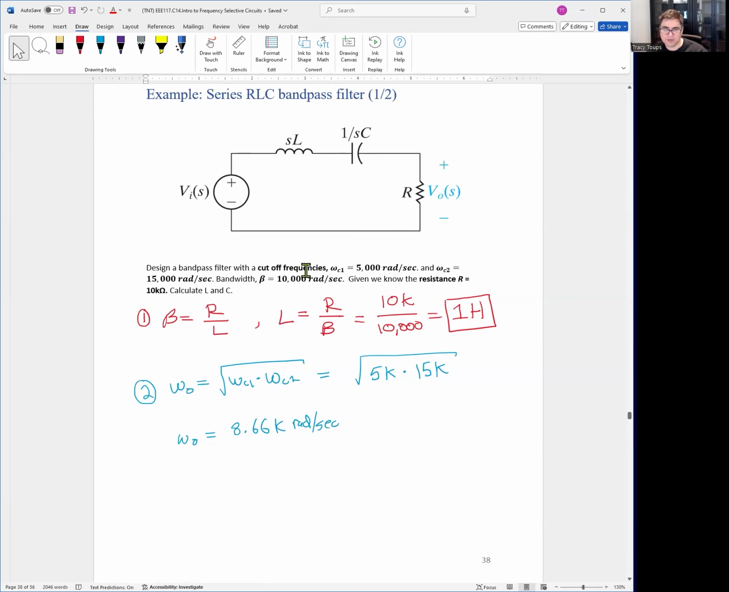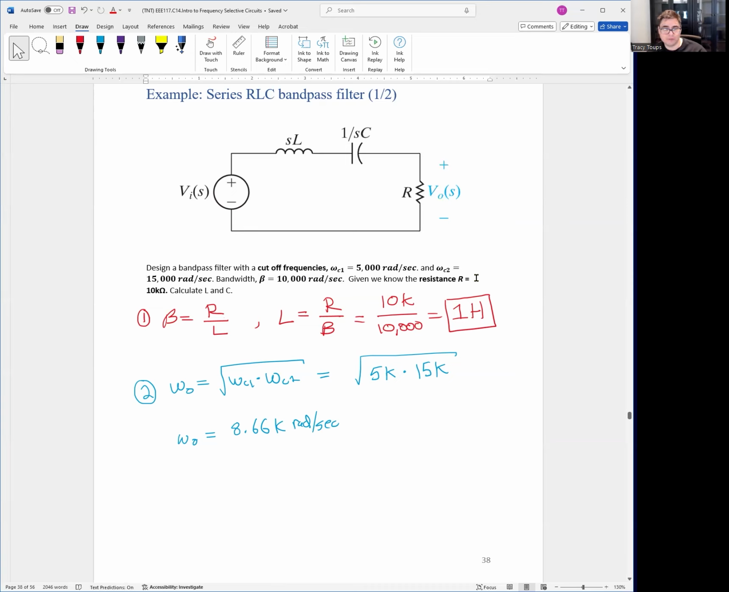Design a bandpass filter with a lower cutoff frequency of 5,000 radians per second and an upper cutoff frequency of 15,000 radians per second. Between these two, you know your bandwidth is 10,000 radians per second. Given that we want the resistor of the circuit to be 10 kilo ohms, we have enough information, so we can just plug and chug. First the bandwidth: we know the resistor, so B equals R over L. That's a very easy calculation. L is just 1 Henry, so we already checked that off.